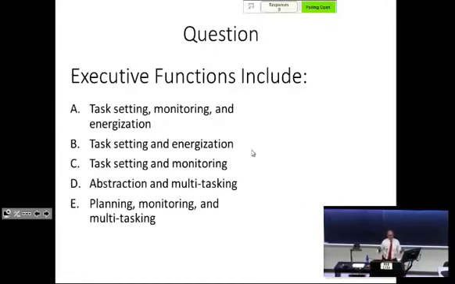All right, so you saw the pre-week video, right? You did or didn't? You did, okay. So we've got a question here: what do executive functions include? There are 5 options here. What I'd like you to do is, if you think it's A, raise your hand. Task setting, monitoring, and energization. Who thinks executive function is that?